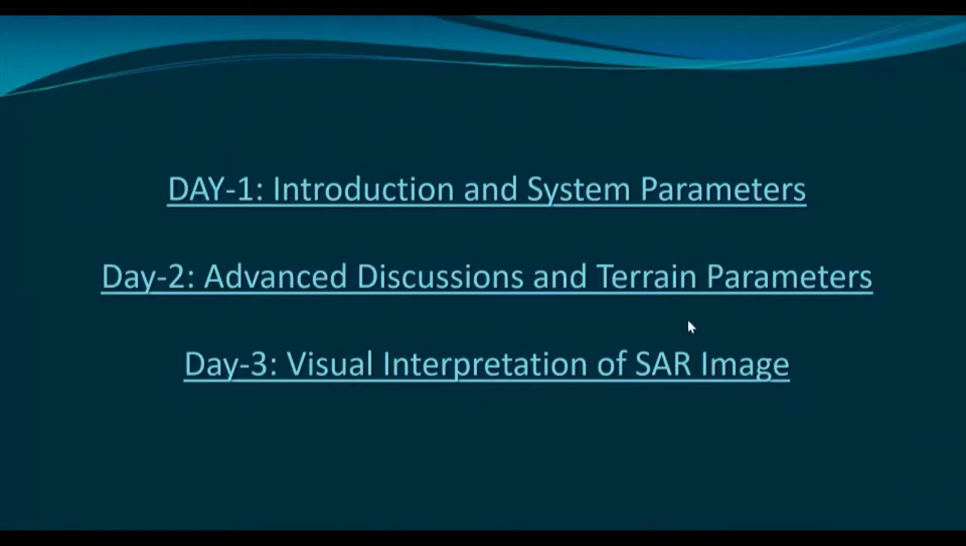Start day 2 session. We have some advanced topics related to the processing of SAR image, and also we have to discuss terrain related parameters associated with the brightness value of the pixel. As we have discussed earlier, on the SAR image, the brightness of the pixel depends on 8 parameters, among which we have discussed 5 parameters in day 1, and today we shall discuss the remaining 3 parameters that are actually terrain parameters, and in day 1 we have discussed system parameters.